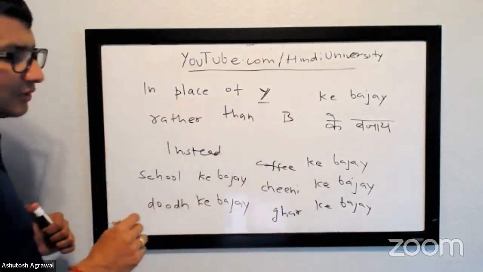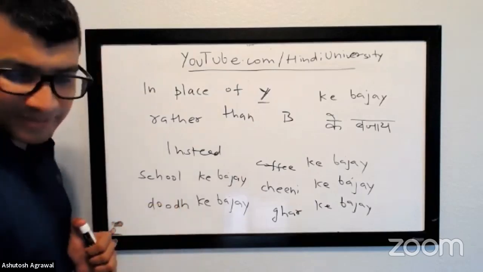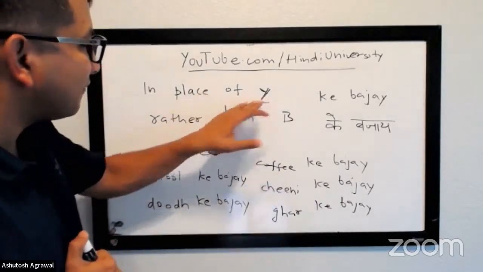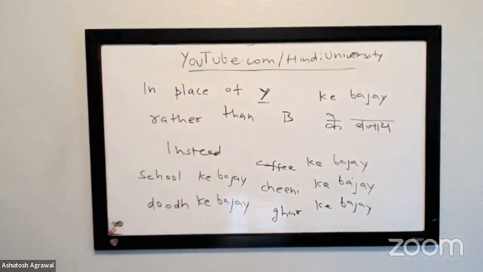So that's the thing you are basically noticing here. In place of Y rather than B, coffee ke bajaye. Yeah. Yep. Can I ask a question, Ashu? Yeah.